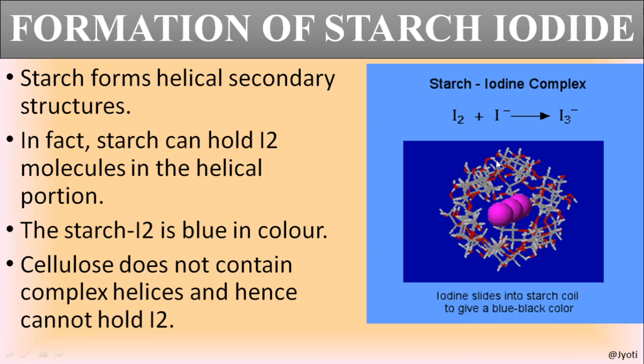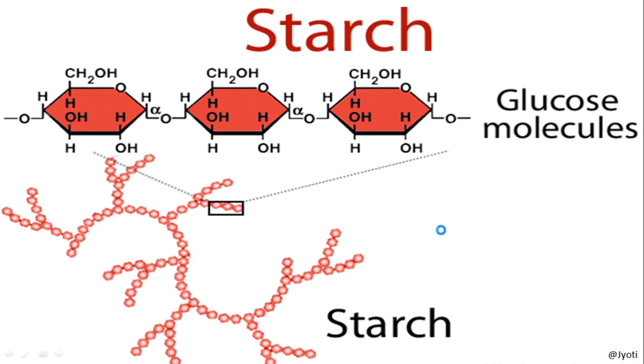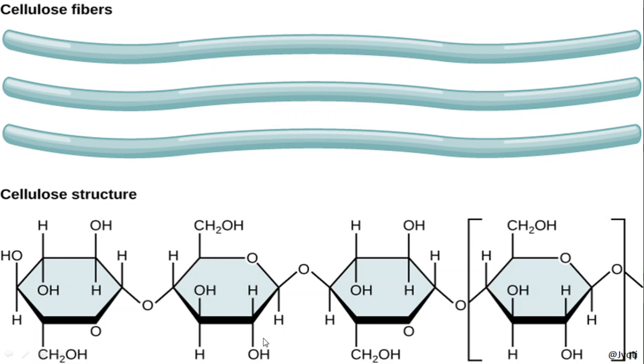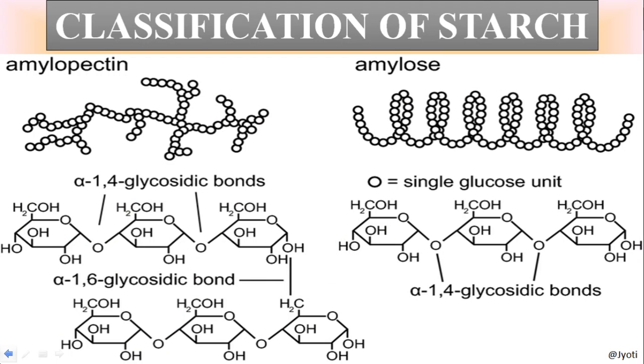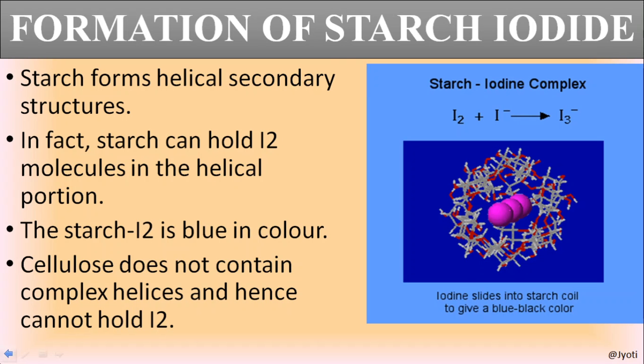So that's why it forms a starch iodide. But if you look into the structure of cellulose, the cellulose has a straight chain. So here you can see this is a straight chain. So where will it accommodate the iodine? There is no space to accommodate iodine. So that's why they cannot accommodate iodine and they cannot react with iodine. So this is the important reason why iodine cannot react with cellulose but it can react with starch.